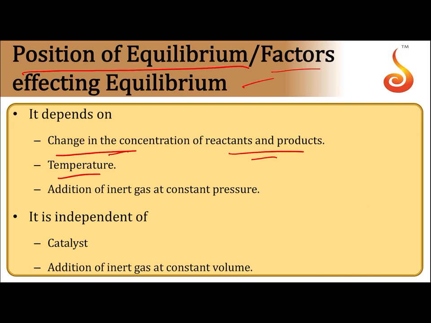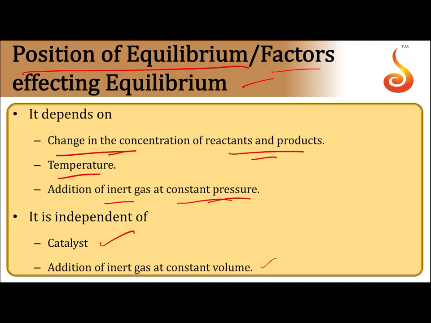It also depends upon temperature and upon the presence of inert gas at constant pressure. So the position of equilibrium depends upon change in the concentration of reactants and products, on temperature, and on addition of inert gas at a constant pressure. It is independent of the presence of a catalyst and the addition of inert gas at a constant volume. These two are not going to affect the position of equilibrium.